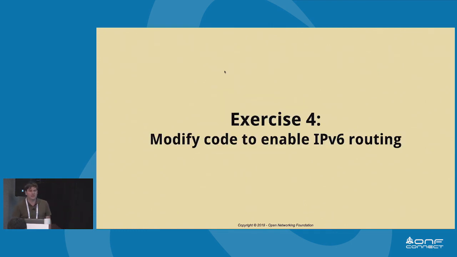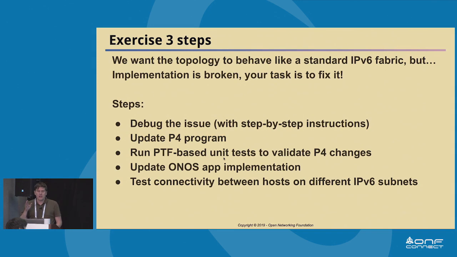On the last exercise, if exercise 3 felt easy, almost 70% of you were able to complete it, I invite you to work on exercise 4, where you have to modify both P4 code and Java code and run some unit tests to finally enable IPv6 routing. So we said we want our topology to behave like a standard IPv6 fabric, but the implementation we provided you with is broken, and your task is to fix it.